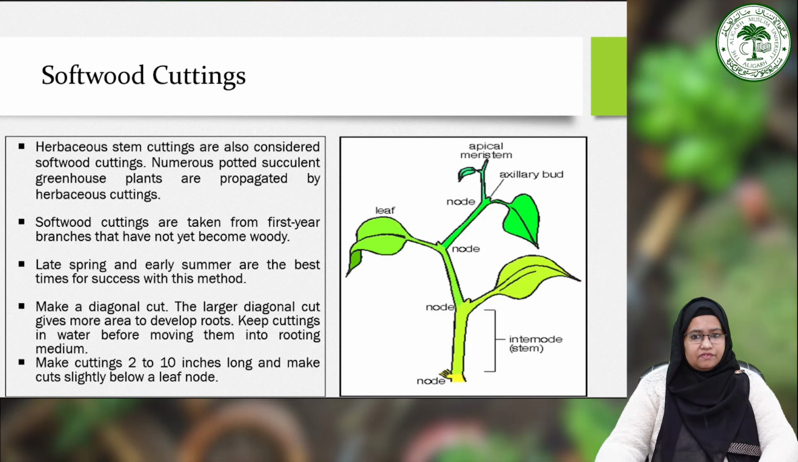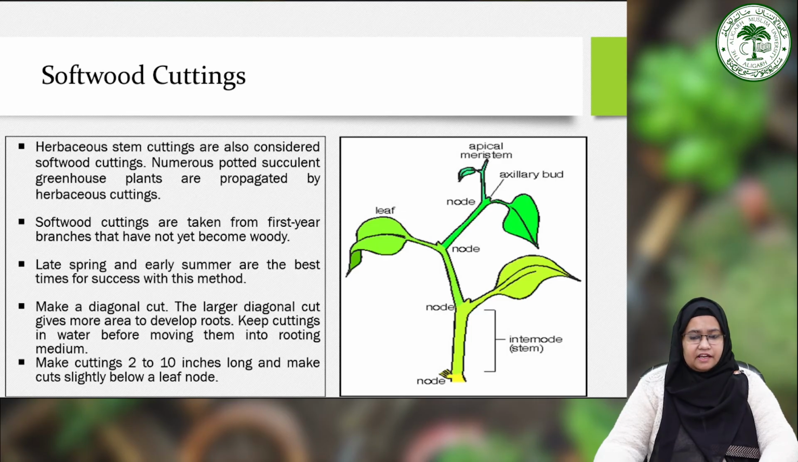Starting from the softwood cutting, it may again be separated into 2 distinct categories: those taken from herbaceous plants such as carnation, chrysanthemum, coleus, dahlias, delphiniums, petunia, etc., and the unripened tips of woody plants such as most of the ornamental shrubs and some trees.